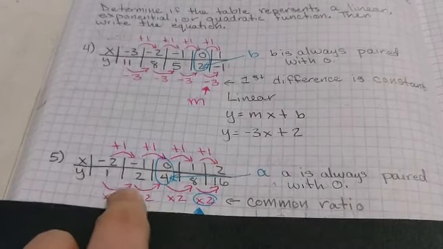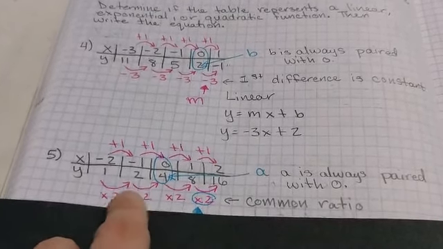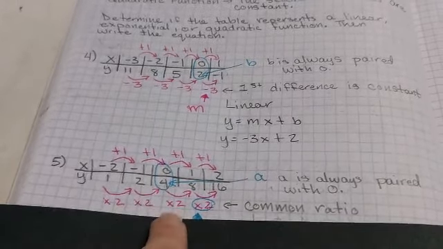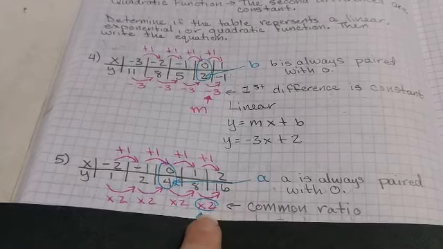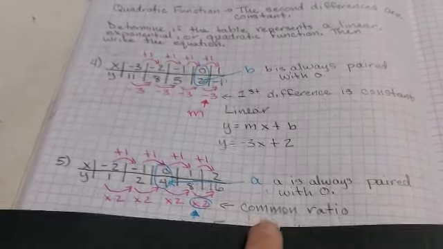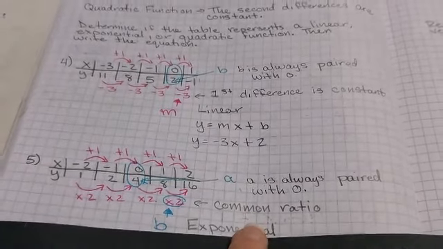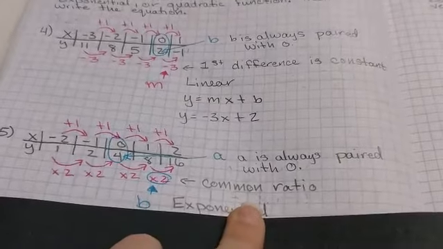On my y's, to get from 1 to 2, I multiply by 2. 2 to 4 is times 2. 4 to 8 is times 2. And 8 to 16 is times 2. So I have a common ratio because I have a common number that I'm multiplying by. So I know it's going to be exponential.